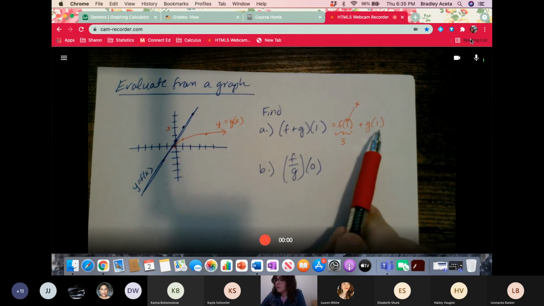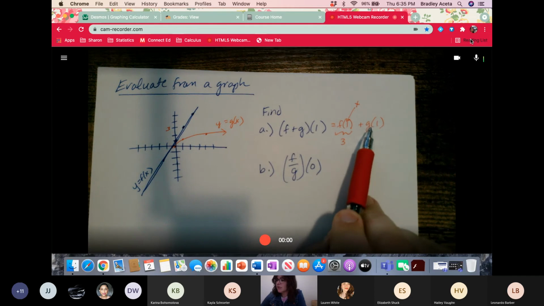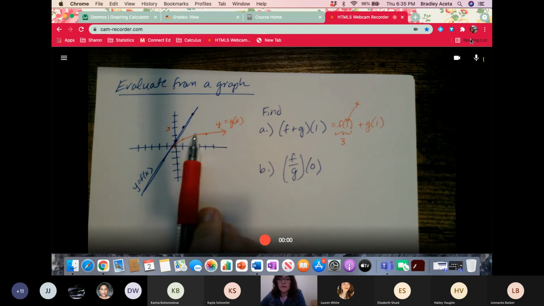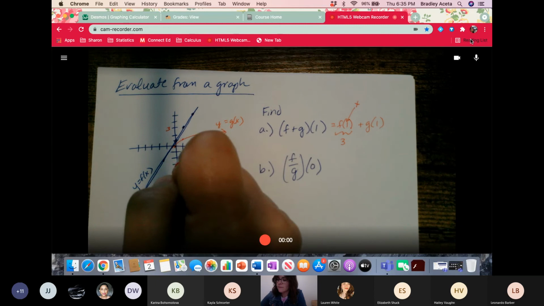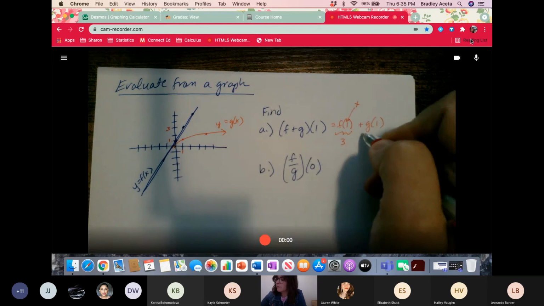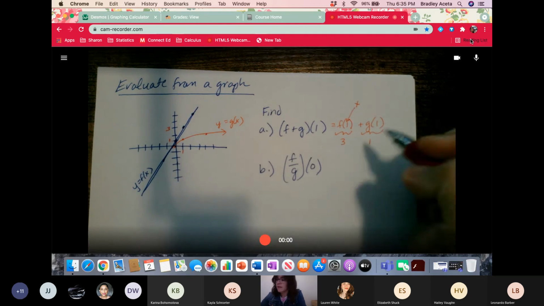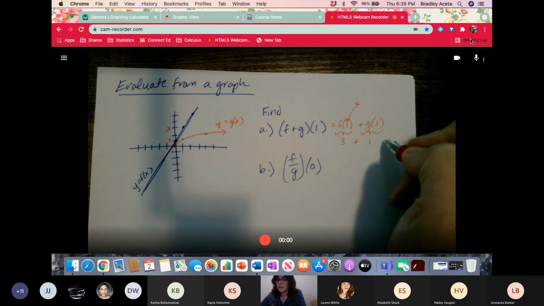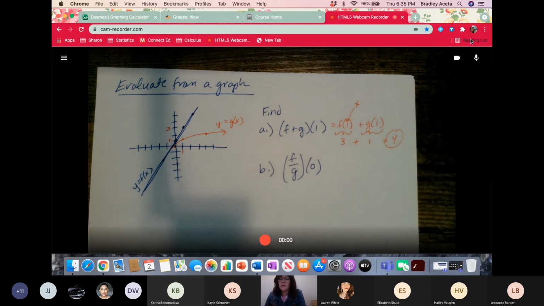Let's do that again for G. Again, now I want G of X, my X being 1, and I want to go this time to the red line. G, here's 1, and I want to go to my red line. What would be my Y value there? It would be 1. And now just add those two Y values together. 3 plus 1 is 4.